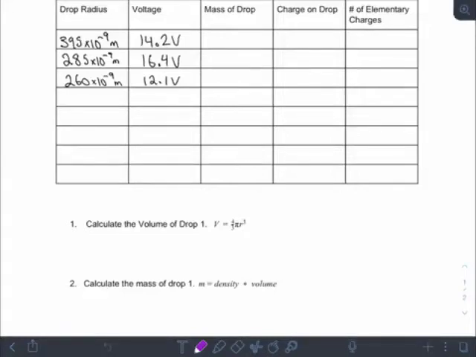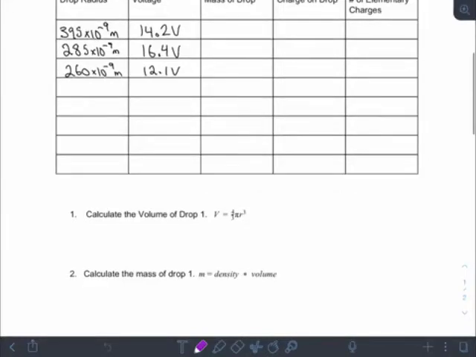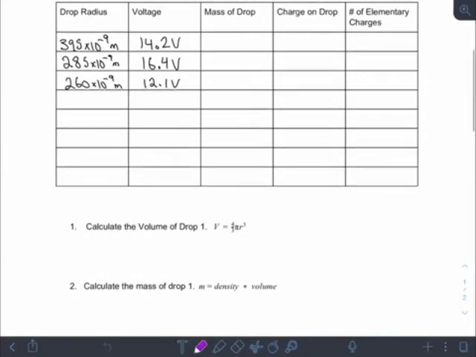Okay, hopefully you guys got a chance to take some data from that lab. It's not particularly hard to do. Probably the hardest part was reading the scale. If you thought that was difficult, you can imagine how difficult it would be to do it in real life if you actually had to find a dot and actually see it and get it to stay. It's an extremely difficult lab to do, and that's why Millikan made his grad students do it instead of him.